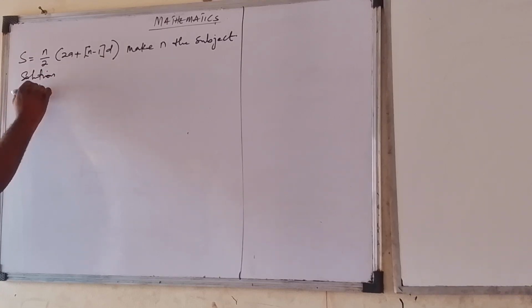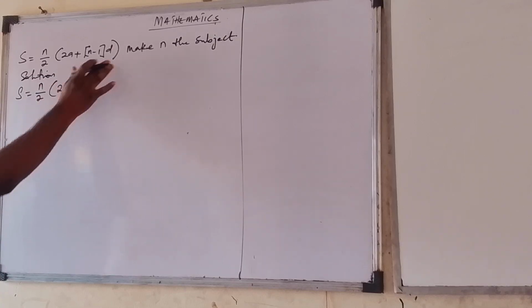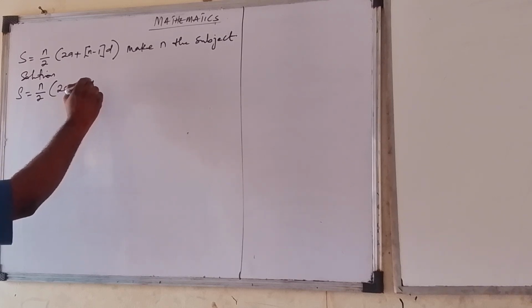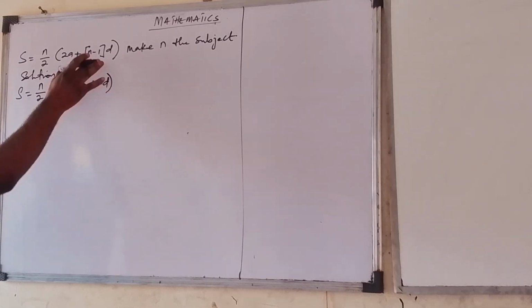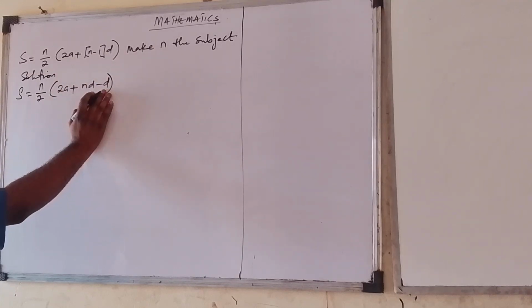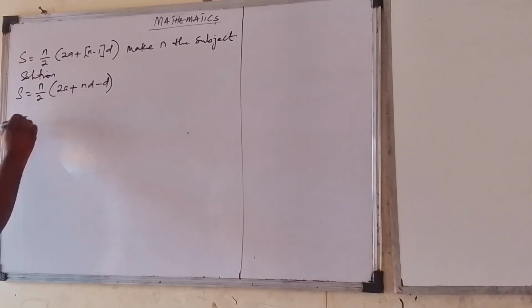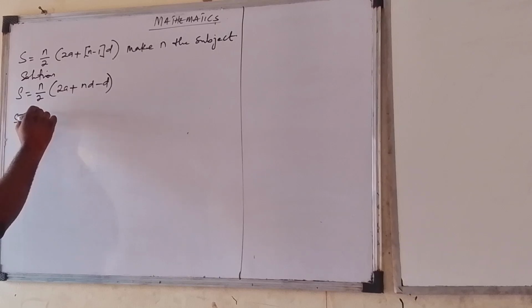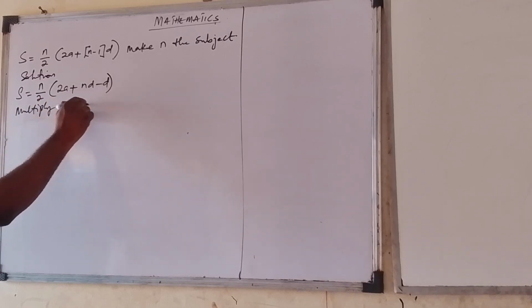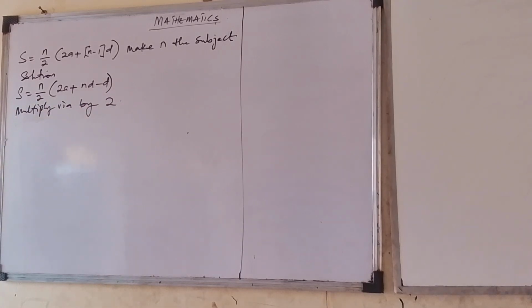Here we have s is equal to n all over 2 in bracket 2a plus. If you expand the bracket inside, this will be nd, n times d is nd, n minus 1 times d is minus d. So it means s will be equal to n all over 2 in bracket 2a plus nd minus d. Now let's multiply through by 2 to remove the fraction.